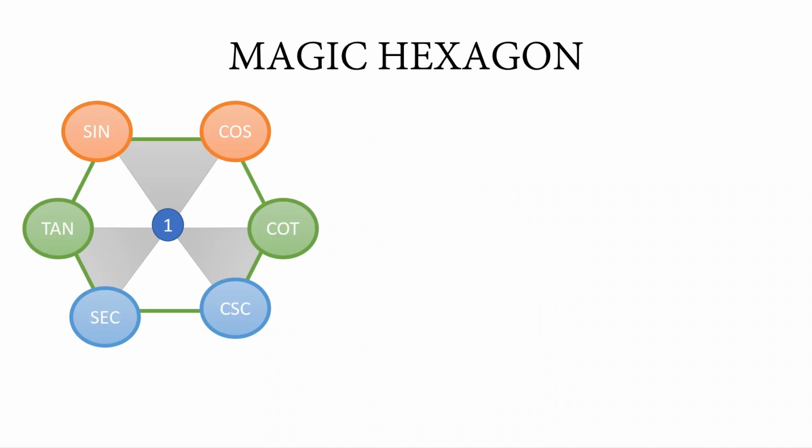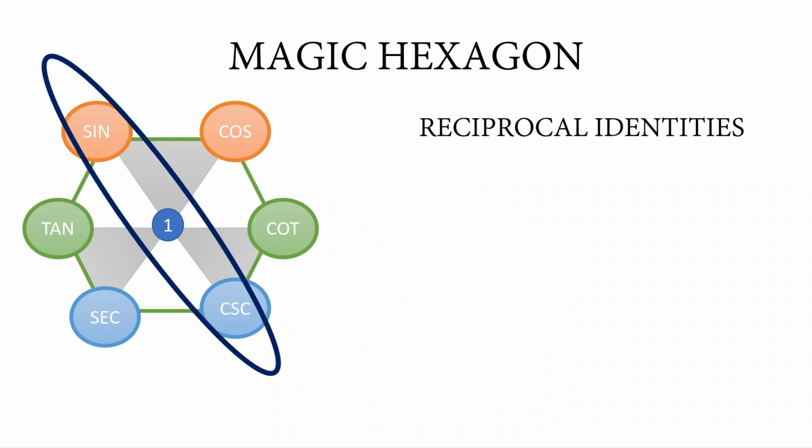From the hexagon, first we will try to identify the reciprocal identities. For that, check the elements present on the diagonal of this hexagon. So let us take the first diagonal here. This is the diagonal: sine, 1, cosecant. So when we consider the vertices sine and cosecant, the product of these two will give 1 as the result. Or we can say that sine and cosecant are reciprocal to one another, which means sine is equal to 1 by cosecant or cosecant is equal to 1 by sine.